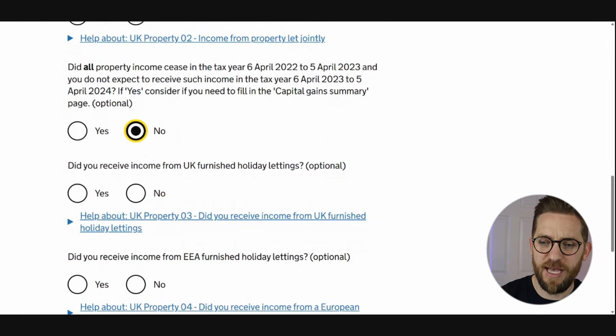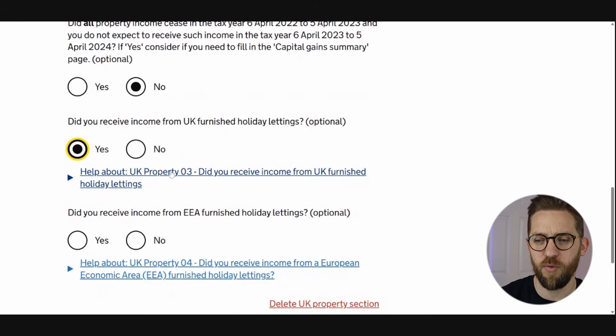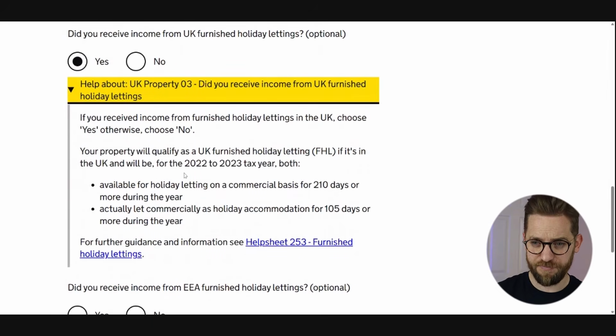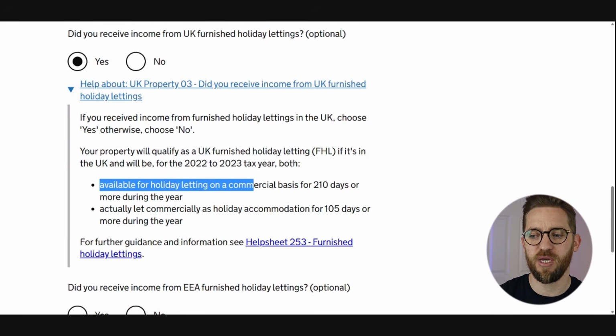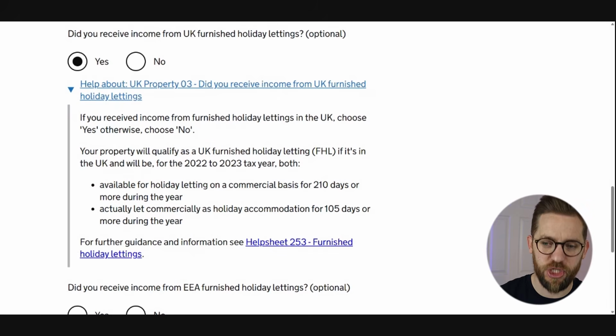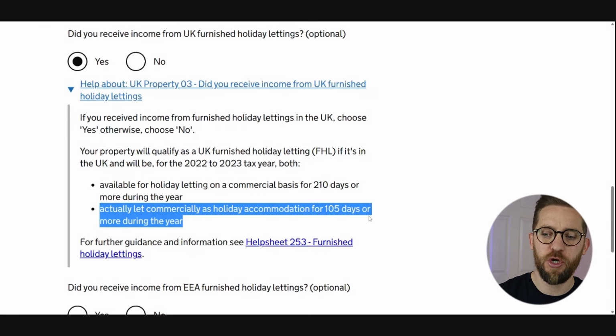Next question, did you receive income from UK furnished holiday lets? I'm including this in my example below. We've got a bit more detail. There are criteria to being classified as a furnished holiday let. There are also benefits, which we'll come on to, but the criteria: you need to make the property available for holiday letting on a commercial basis for 210 days or more during the tax year, and you need to actually let it commercially as a holiday let for 105 days or more during the tax year.